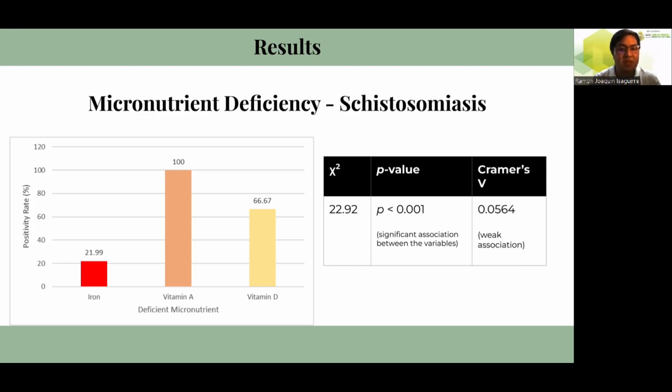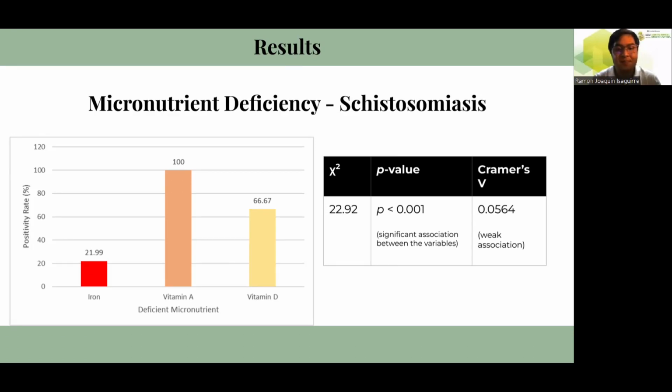Despite the large differences in the positivity rates, deficiencies in vitamin A, D, and iron were found to be associated with schistosomiasis among pregnant women and children based on statistical analysis that yielded a p-value of less than 0.001. However, the strength of association was found to be weak using the Cramer's coefficient, which indicates that the manifestation of iron or vitamin A or vitamin D is less likely to be manifested altogether in one infected person.